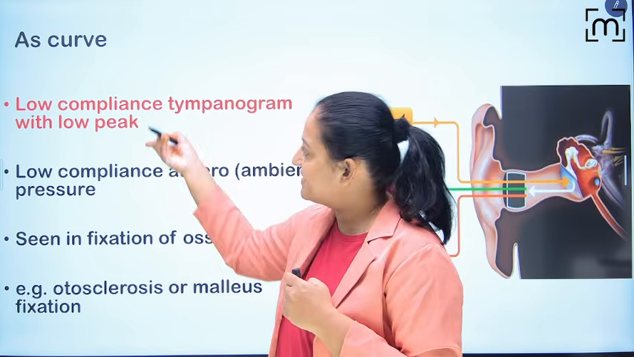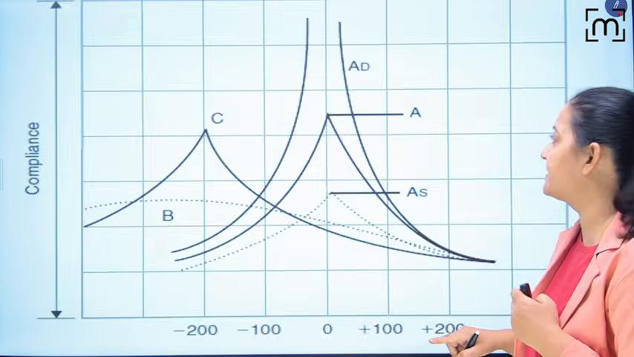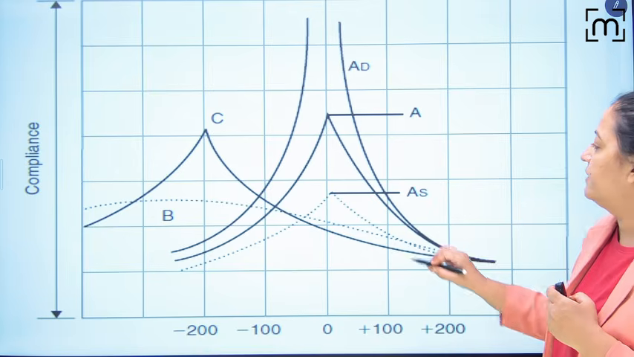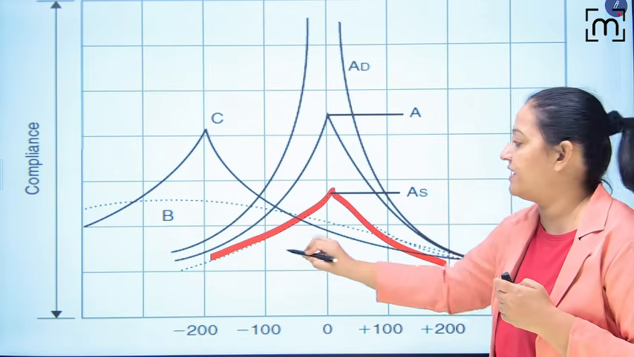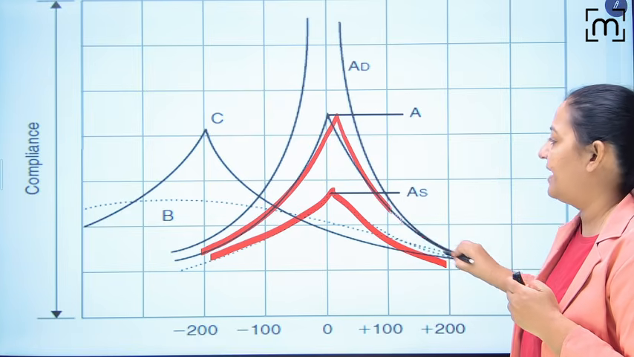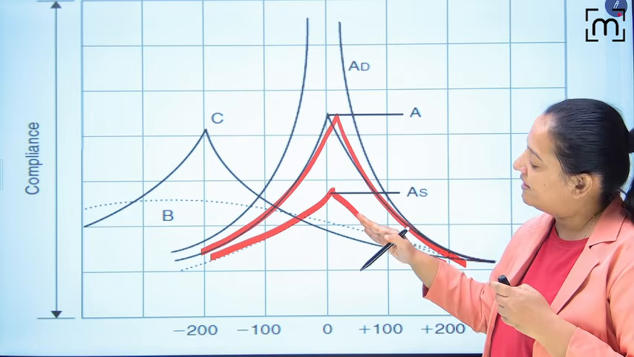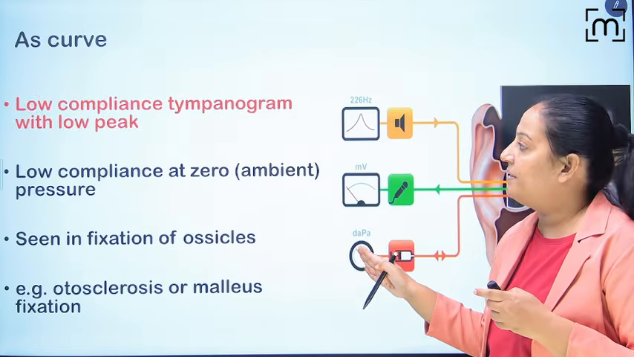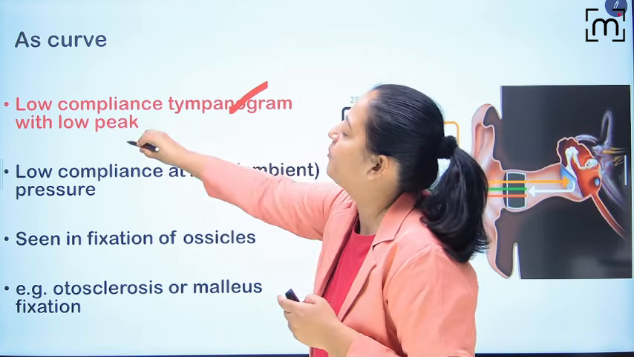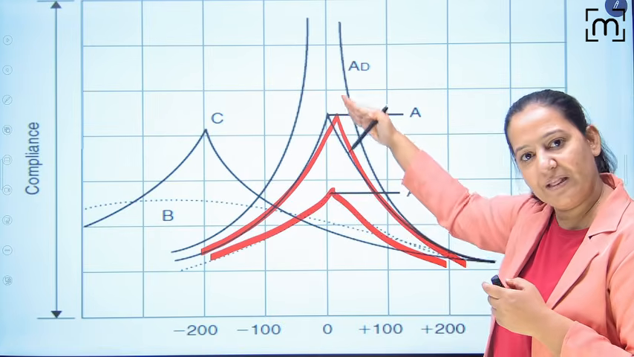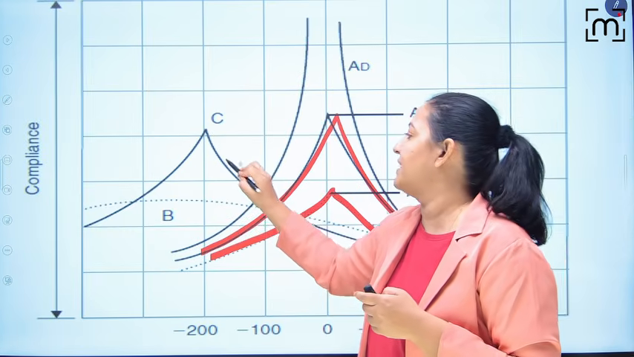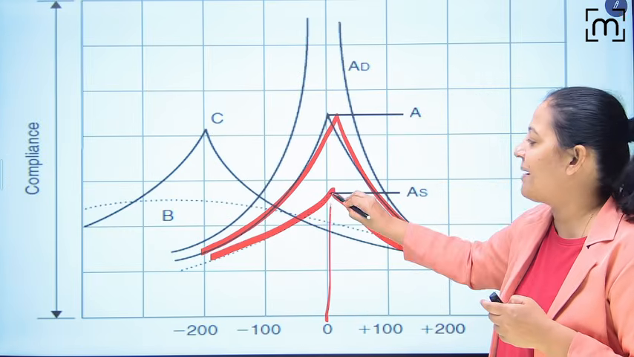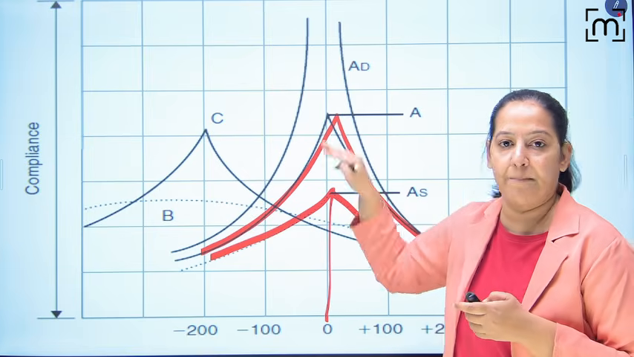So let's start with AS. It's a type of A. Where is AS? You can see this one. This one is AS. Now appreciate A and appreciate AS. This is A and this is AS. It has the bell shape only. It is bell, but low compliance with low peak. So low compliance at 0. At 0 only it has maximum activity, but low compliance as compared to normal.